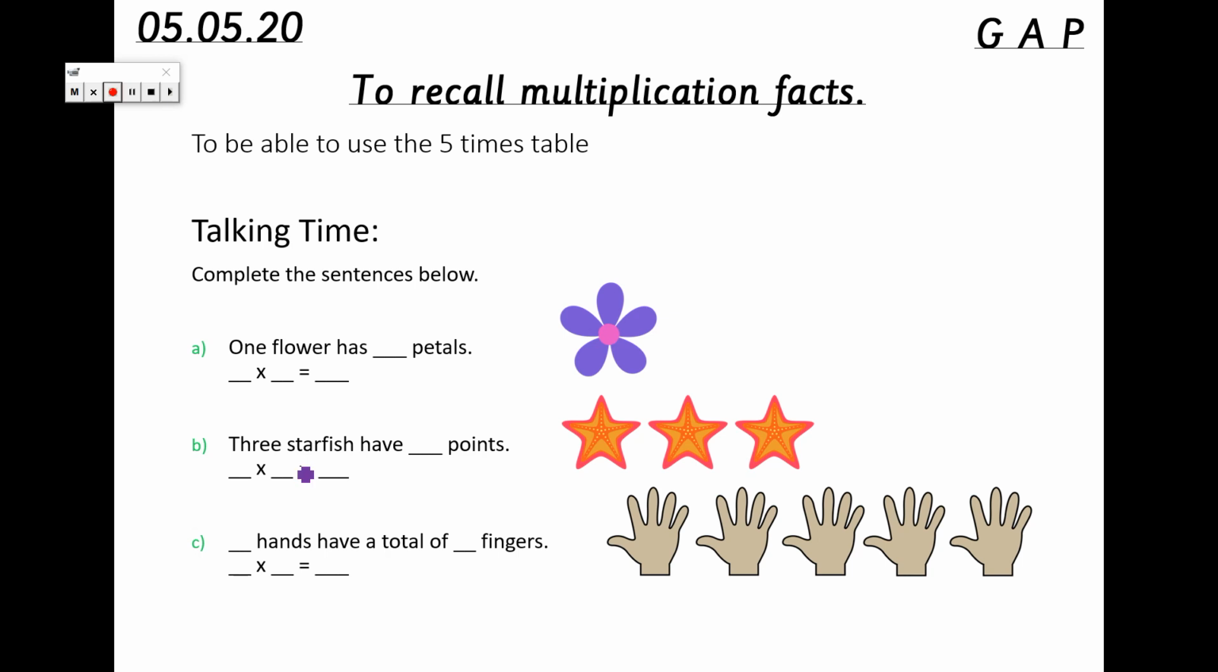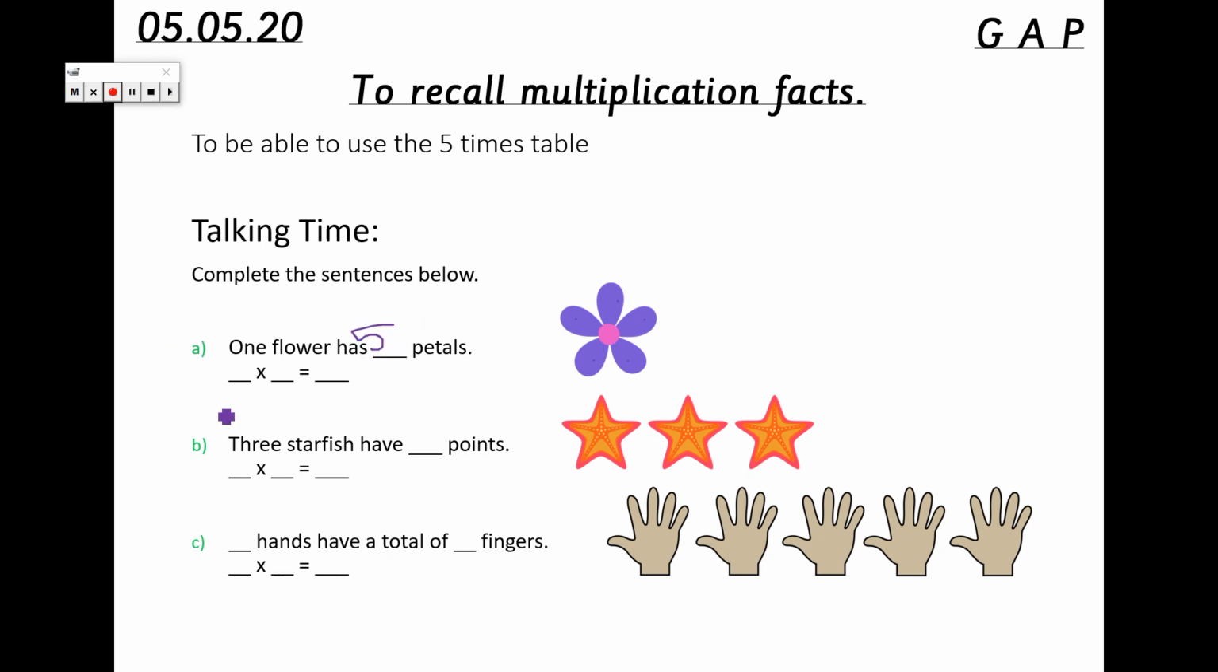So we're moving on to look at the 5 times table this time. So we're going to complete the sentences below. So 1 flower has how many petals? Let's count those petals together. We've got 1, 2, 3, 4, 5. So 1 flower has 5 petals.